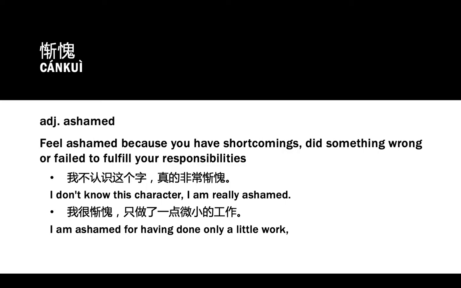So normally, like you are supposed to understand, you are supposed to know this character, but actually, it turns out that you don't know it. So in this scenario, it falls in the case that you fail to fulfill your responsibilities. So you can say 我非常惭愧。下一个，我很惭愧，只做了一点微小的工作。I am ashamed for having done only a little job. 那这个里面其实你很惭愧，是因为 you only did a little job. You should have done more. 那我很惭愧 I only have done a little.